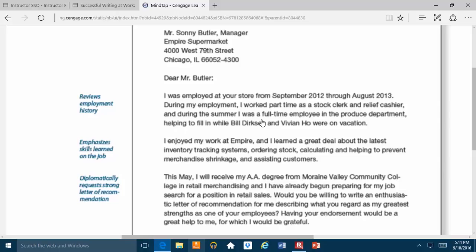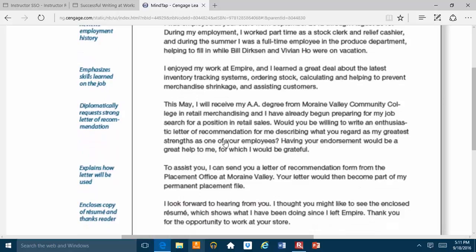During my employment, I worked part-time as a stock clerk and relief cashier, and during the summer, I was a full-time employee in the produce department, helping to fill in while Bill Dirksen and Vivian Ho were on vacation. Okay, so good information there. And so in these next paragraphs, the writer emphasizes skills learned on the job, and diplomatically requests a strong letter of recommendation.